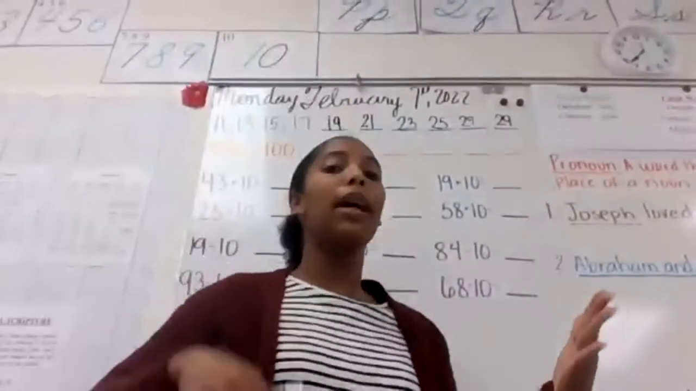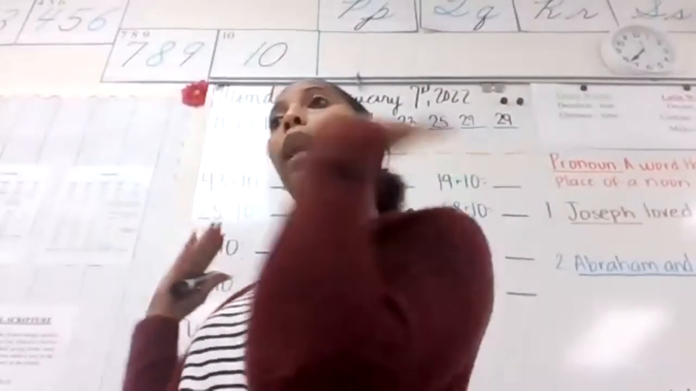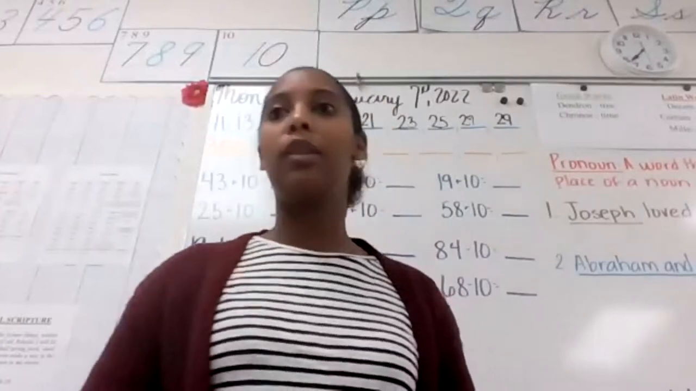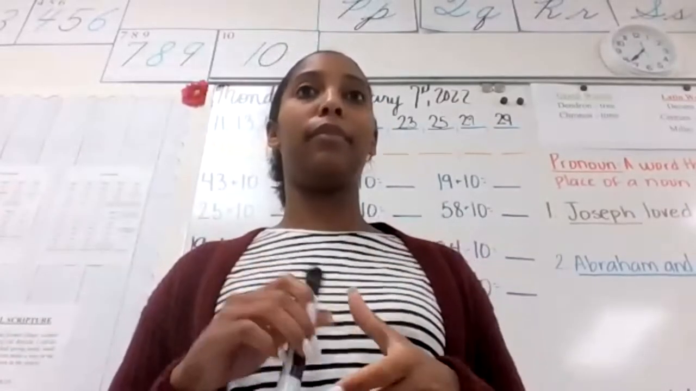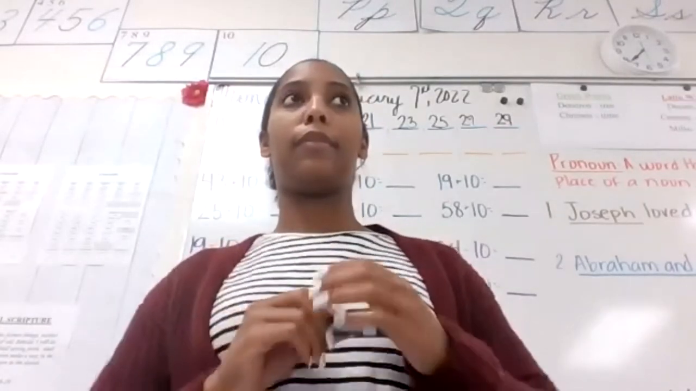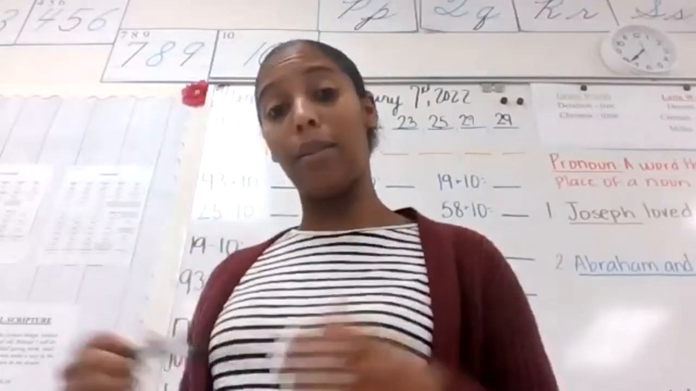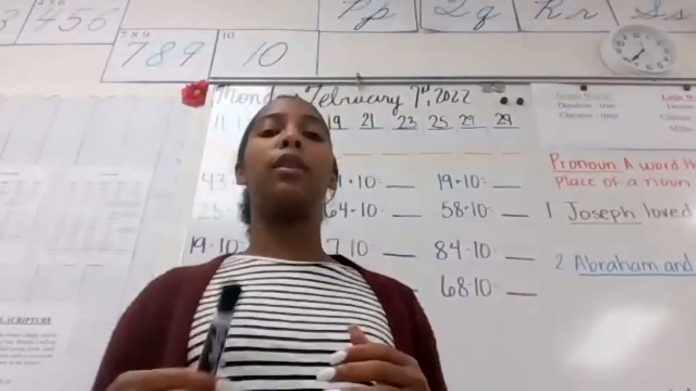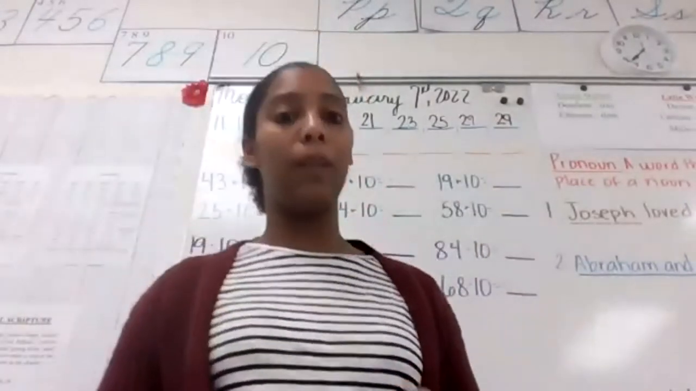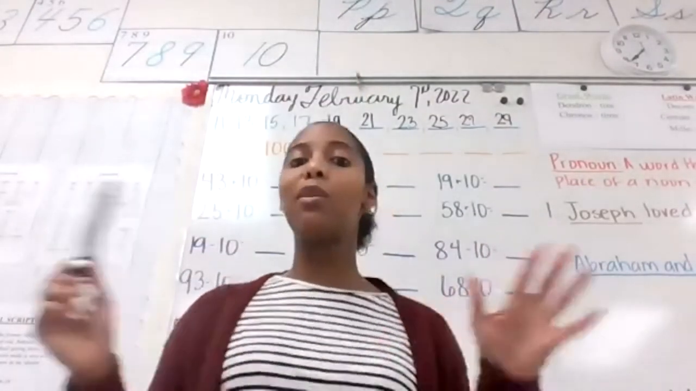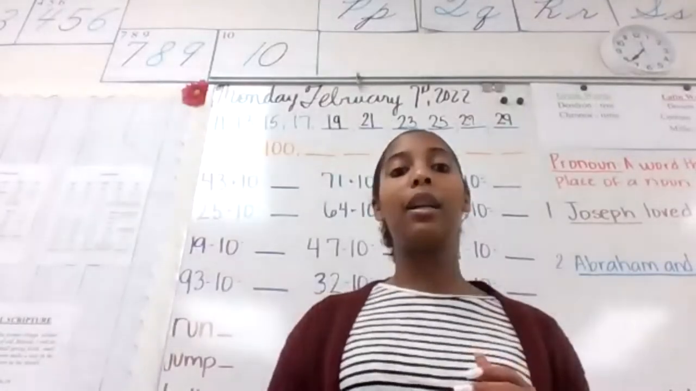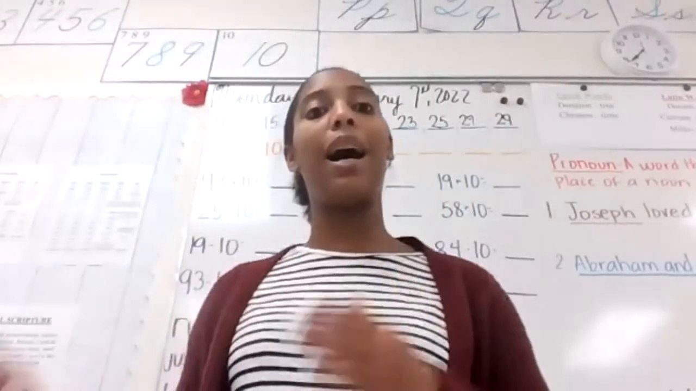Okay, so remember, we have odd and we have even numbers. So what are odd numbers versus the even numbers? Okay, let me refresh you guys. Even numbers are 0, 2, 4, 6, 8. We can split even numbers equally, in half, down the middle. Odd numbers, 1, 3, 5, 7, 9, we cannot split equally down the middle. That's why they're called odd numbers.